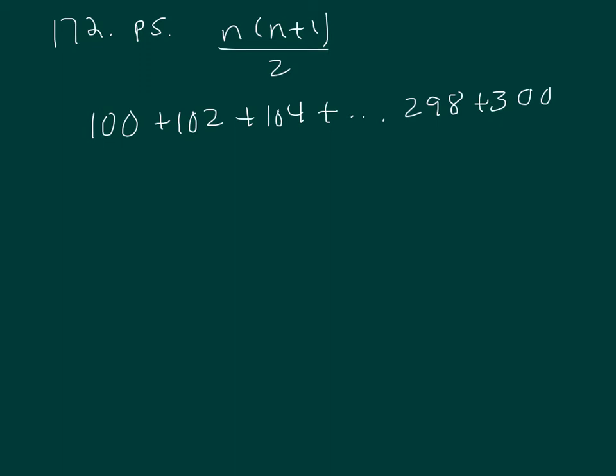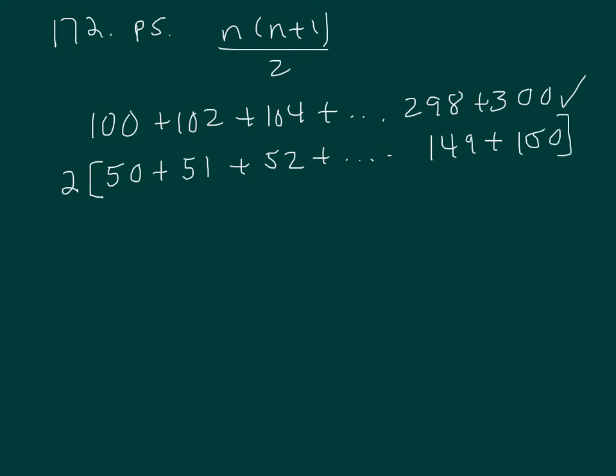Well, our formula will not work for this because our formula is for consecutive numbers and we have even numbers. But there's a trick. What you need to do, I'm going to factor a 2 out. Look what happens. If I factor a 2 out of each one of these numbers, that leaves me 50 plus 51 plus 52 plus ... plus 149 plus 150. So now we have 50, 51, 52, all the way up through 150. We have consecutive numbers. So I can use my formula.